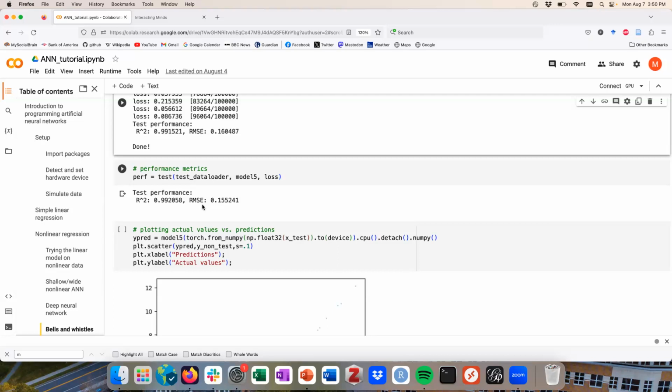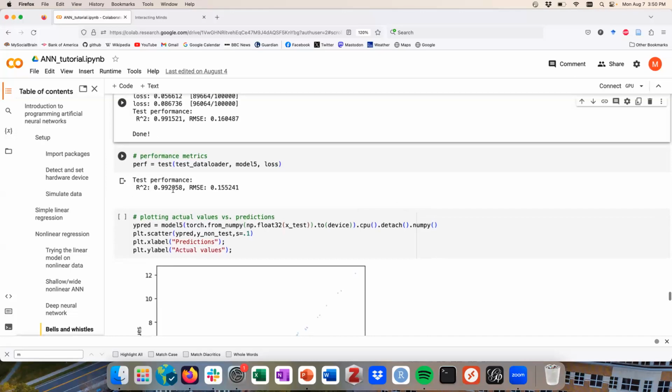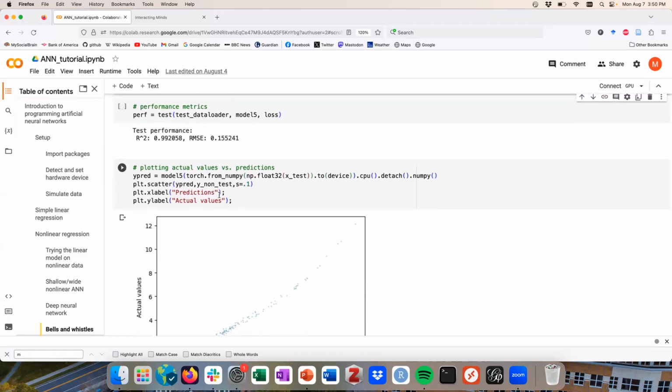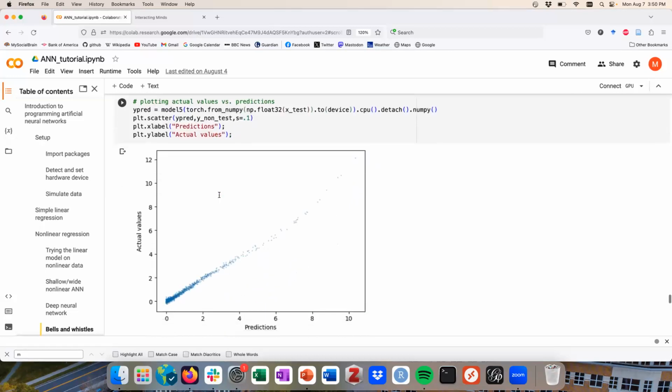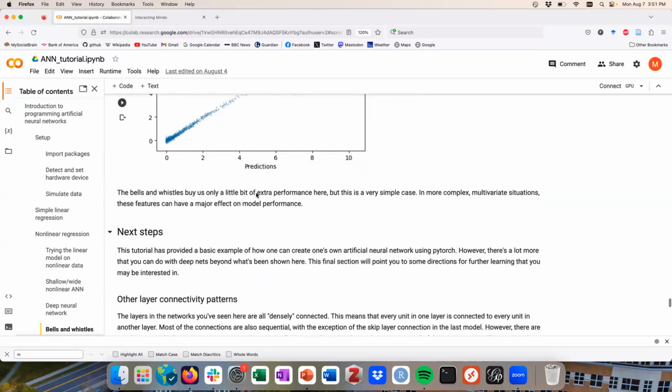So the validation data is used to tell the model when to stop training. The test data is sort of the ultimate arbiter in this case of how well the model ended up doing. That's totally out of sample. And it did really well. We did slightly better than the performance in the previous cases with an R squared of 0.992 and an RMSE of 1.55. Again, we don't need all these bells and whistles to do really well here. It looks great.